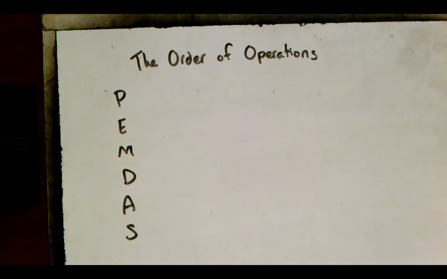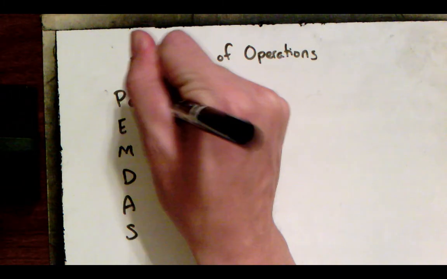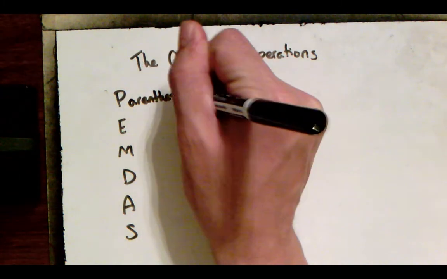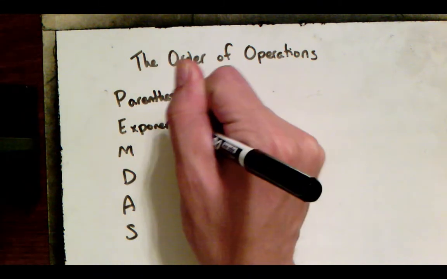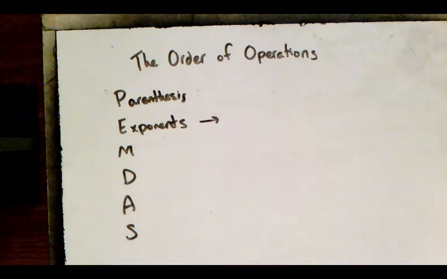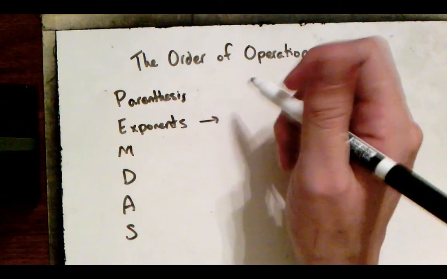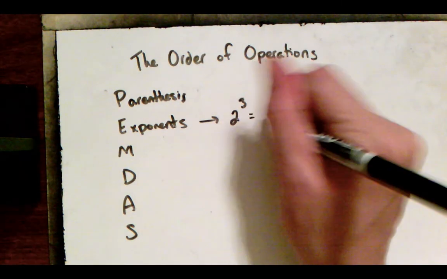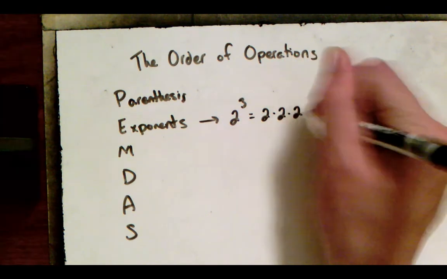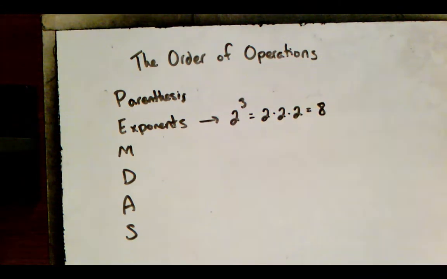Before we do that, we should fill in what all these letters mean. So the P stands for parentheses or brackets. And the E stands for exponents. Exponents are a power that we put above a number that tells us how many times we should multiply the base by itself. For example, 2 to the third power is written like this, which really means 2 times 2 times 2. 2 times 2 is 4, and 4 times 2 is 8. 2 to the third is 8.